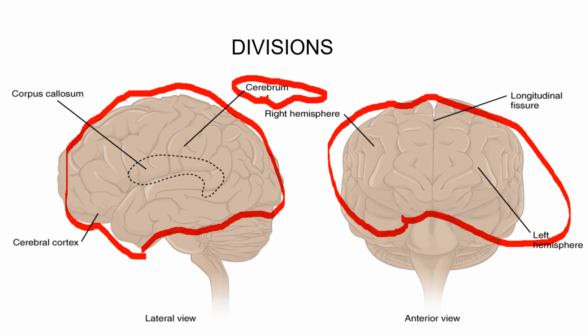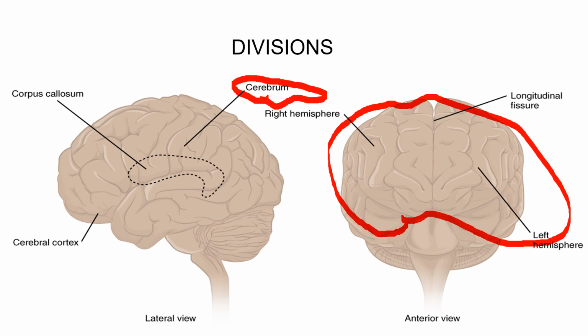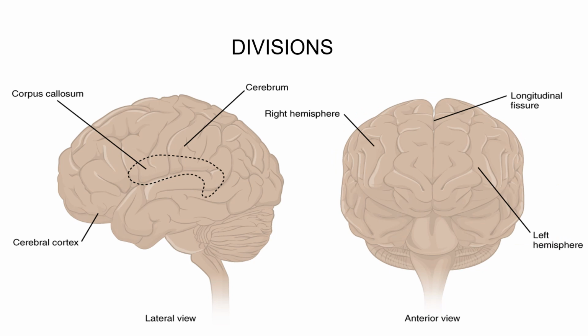Deep inside, which you can't see in these pictures, are some really important structures. They help us with our sleep-wake cycles, our hormones, our hunger and thirst levels, and with basically just communicating with different parts of the brain. That's called the diencephalon, and I'll show that to you in just a little bit.